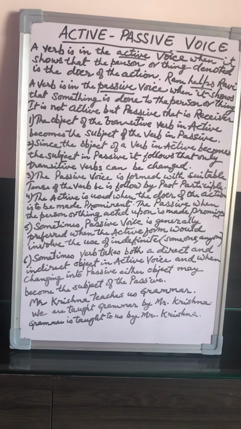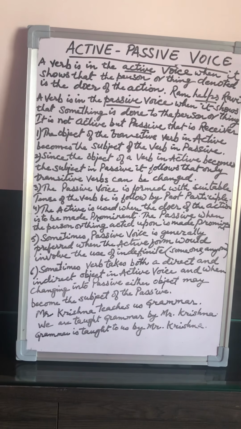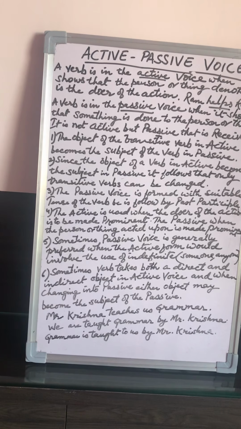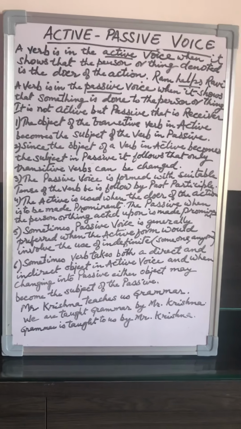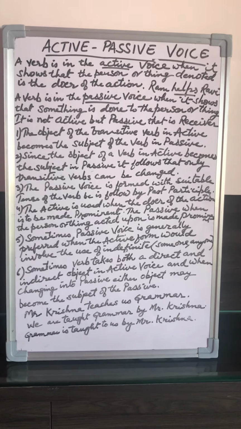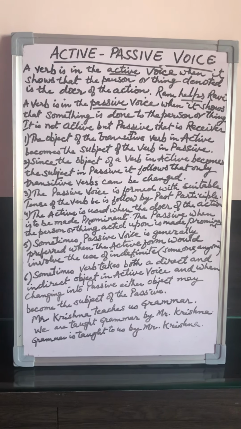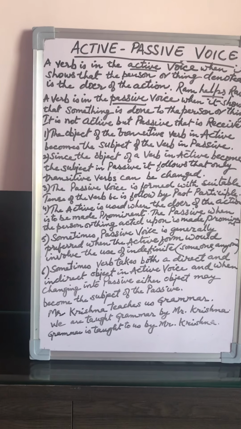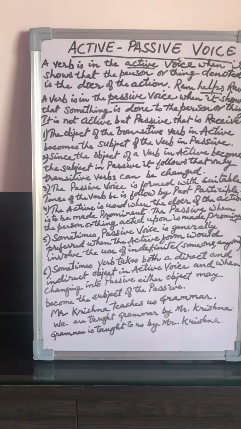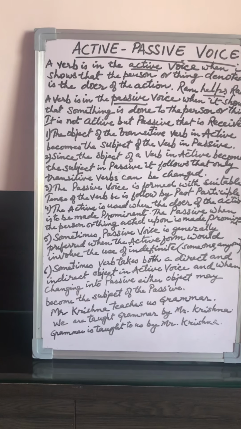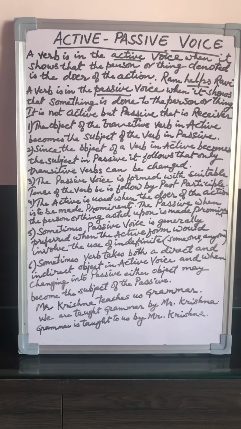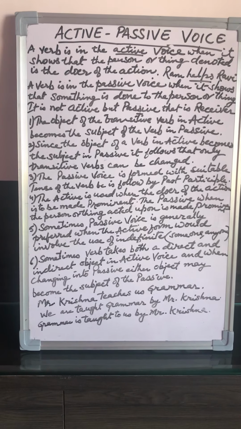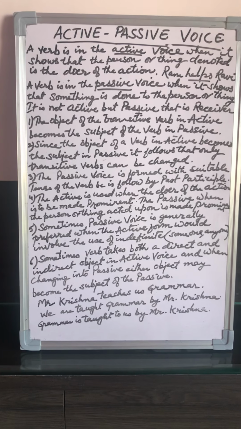The passive is therefore generally preferred when the active form would involve the use of an indefinite or vague pronoun as the subject, starting with someone, somebody, anyone, etc., that is, when we do not know the agent or when it is clear enough who the agent is. My pen has been stolen. My pen has been stolen by somebody. Instead of writing somebody, we just avoid it.